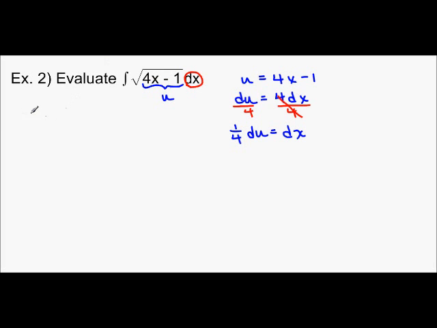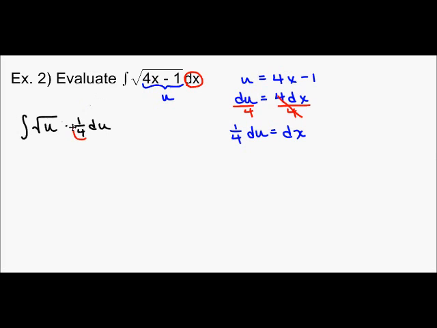Now I can rewrite my problem. So I now have the integral of the square root of u times 1/4 du. Why? Because this is the square root of, I said everything under there is u, and dx is equal to 1/4 du. So I just replaced everything out. Notice I don't have any x's left. I don't want any x's left. I got rid of all of my x's. There should be no more x's.